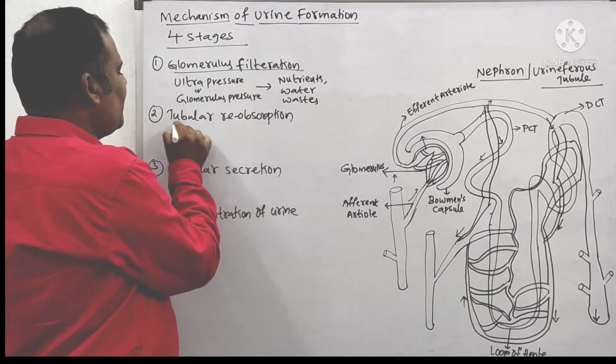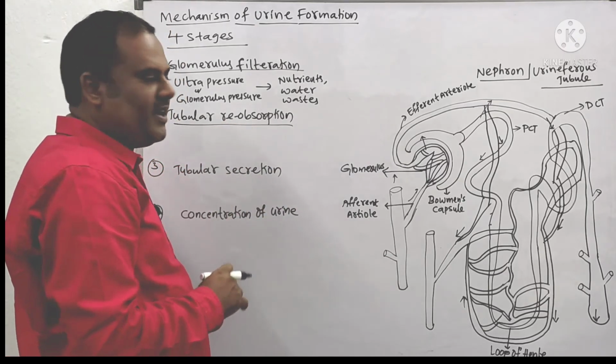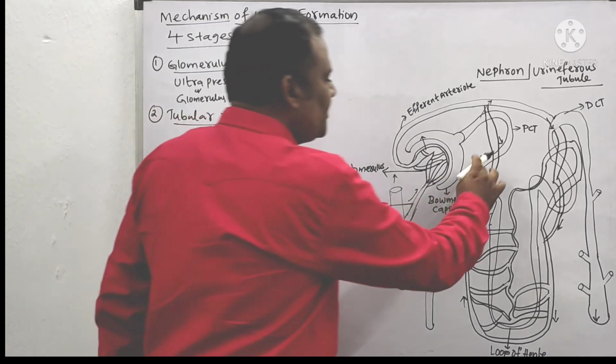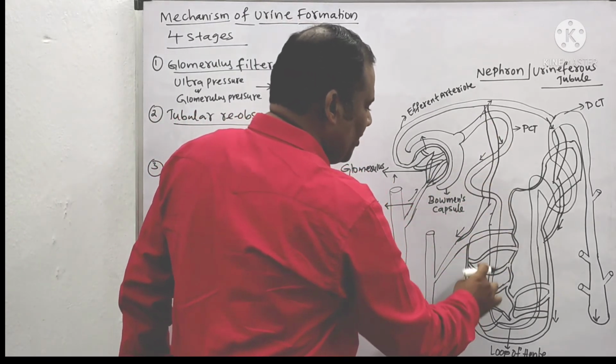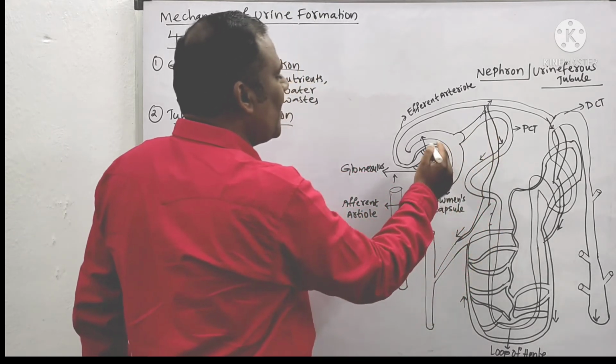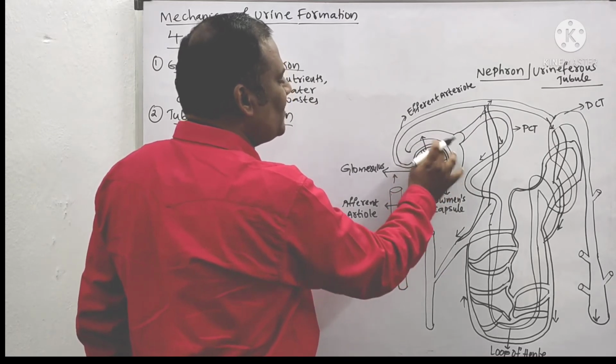Next, the second stage will occur. In the second stage, what happened? Tubular reabsorption. In this only the meaning is there. What is that? Tubular reabsorption means, this is the PCT. In the PCT, this peritubular network is there, and whatever the urine is, in the first stage, what will happen in the glomerulus?